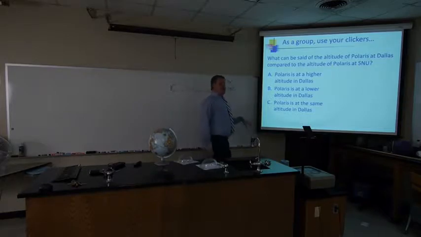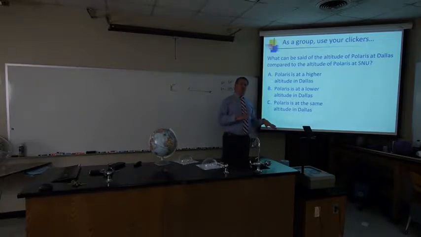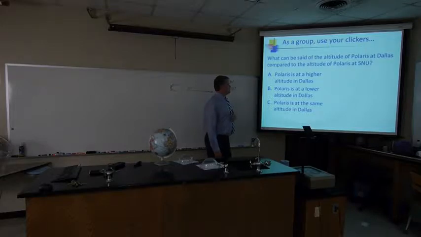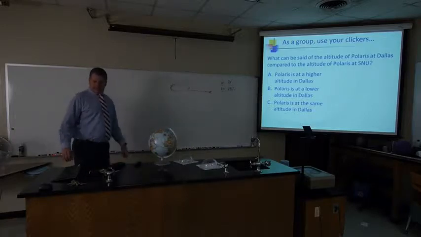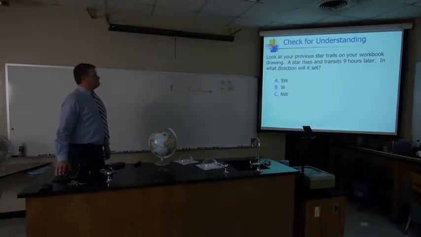Well, Dallas is south of us. Dallas is south, and therefore Polaris is going to be lower on the horizon. It's not going to have as great of an altitude. So the answer should be B as in boy. Polaris is at a lower altitude in Dallas. That's pretty straightforward, I think.